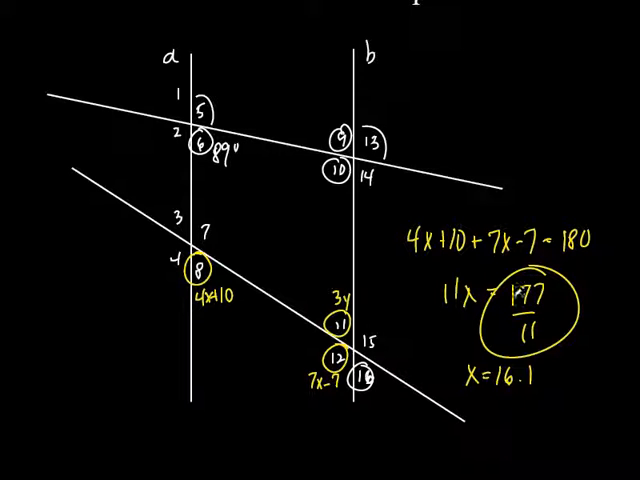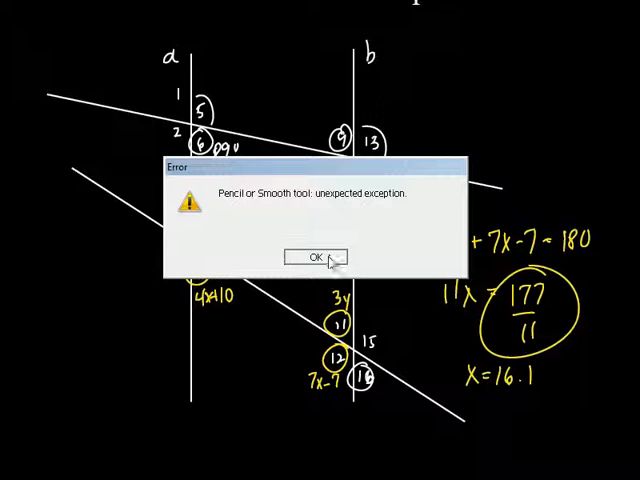But sometimes plugging that back in, because you've got to plug it back in, it would be a lot easier putting 16.1 into this using a calculator than sticking in 177 over 11. So I'm fine if you make this a decimal. Now, if we want to solve for y, what's the relationship between angle 8 and angle 11? They're alternate interior angles, so they're equal to each other.